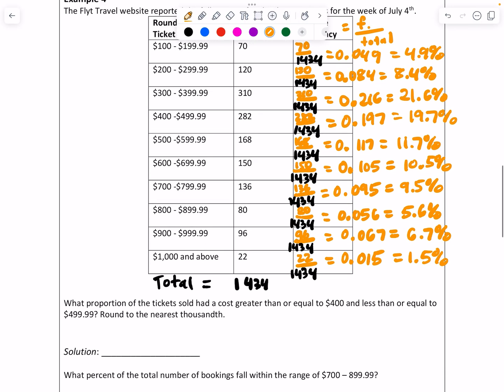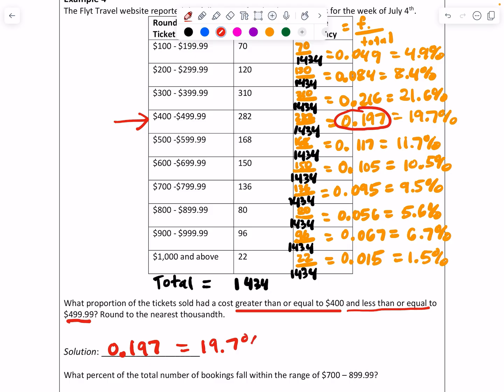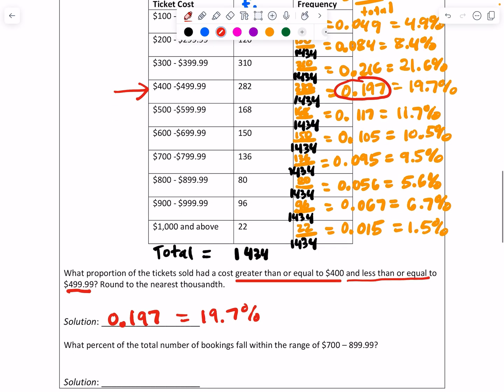What proportion of the tickets sold had a cost greater than or equal to $400 and less than or equal to $499? Let's look at which part is that talking about. Right here. Greater than or equal to $400 and less than or equal to $499. What proportion of the tickets sold had that cost? And it tells me to round to the nearest thousandth. So I'm looking at these numbers right here. You could write 0.197 or 19.7%. 19.7% of the tickets fell in that range. That's a pretty big chunk.